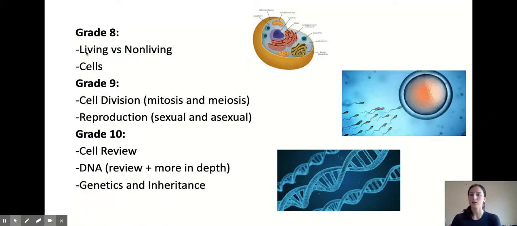In grade 8, you would have learned about what makes something alive, and part of that is being made up of cells. So you would have talked about what a cell is, what the different organelles are that make up a cell and what they do. In grade 9, you would have talked about cell division, so it's mitosis and meiosis. Meiosis is going to be relevant for this year because it's the creation of sperm and eggs. Reproduction, you also would have talked about in grade 9, so sexual and asexual. And then this year in grade 10, we're going to do a little cell review, so that's today.